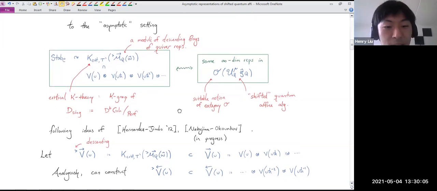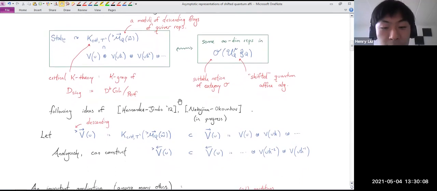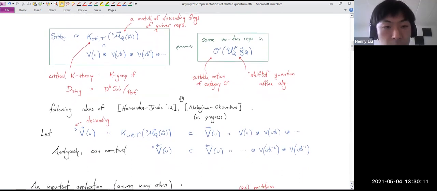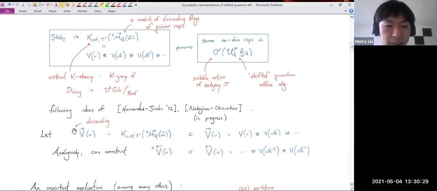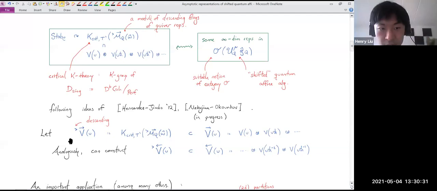Anyways, let me introduce one piece of notation, just for convenience. We'll call these flags of quiver representations, V with an arrow on top and a less than or equal sign to indicate that we're thinking about descending flags. And this will sit inside all chains of quiver representations, which we'll notate without the less than or equal sign.